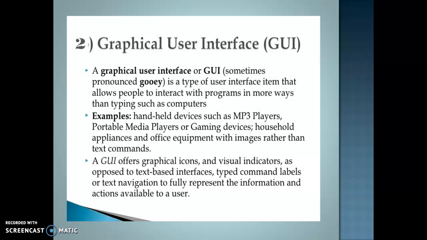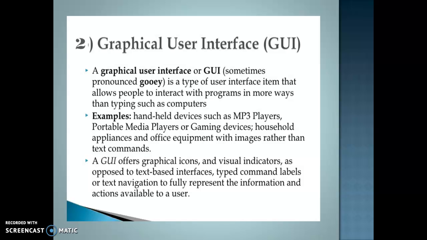A GUI offers graphical icons and visual indicators as opposed to a text-based interface, typed command labels or text navigation, to fully represent the information and actions available to a user. This interface is graphics-based and interactive in nature. Different devices such as mouse, keyboard, etc. are used to interact with the system.